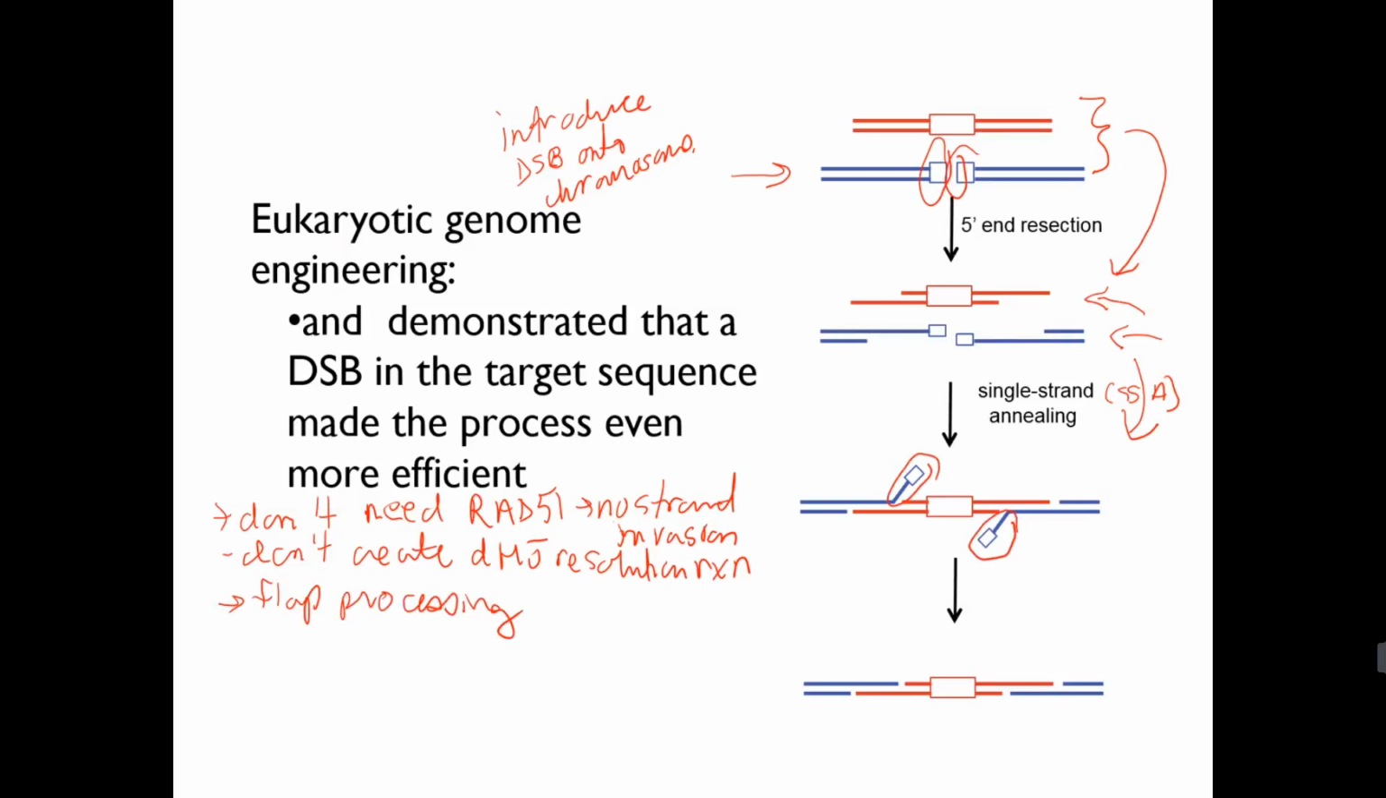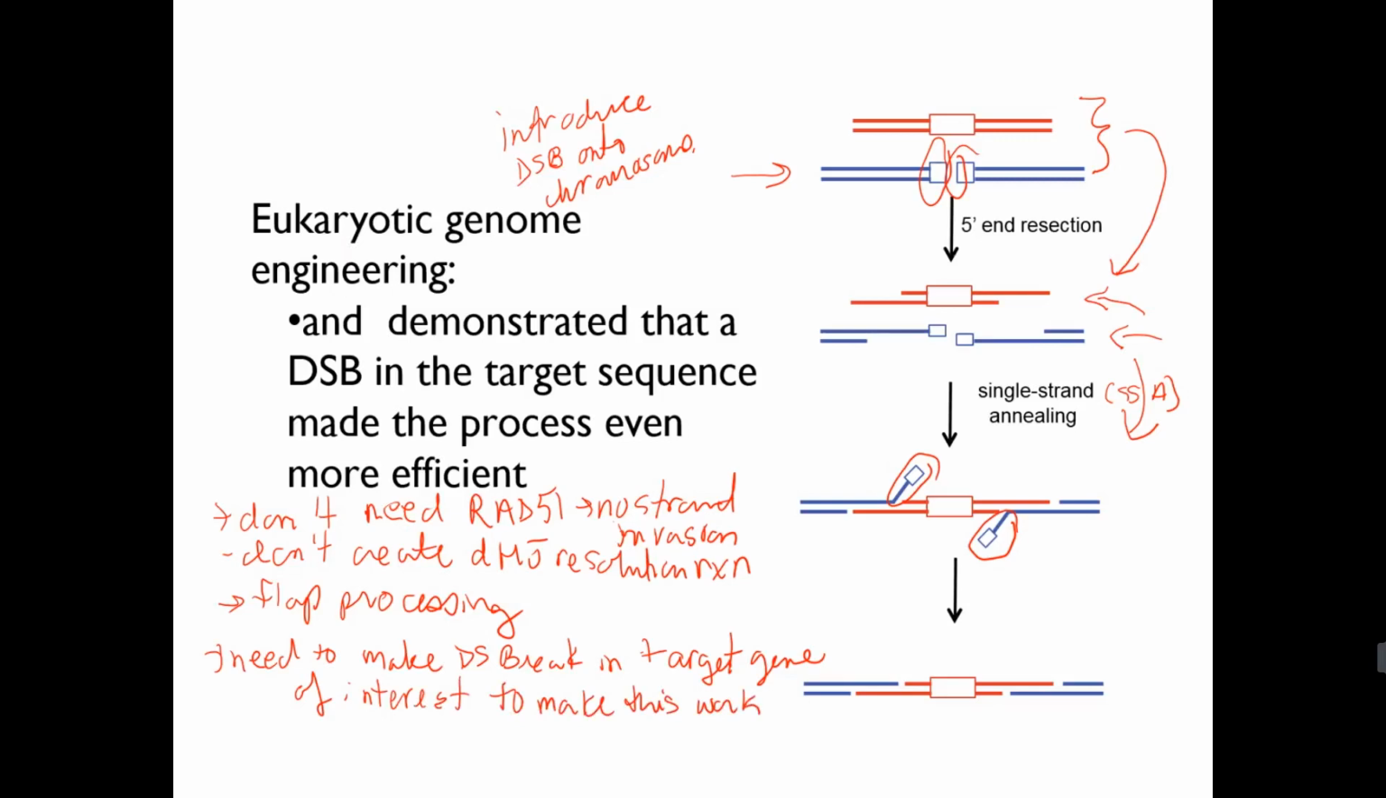And the key to being able to carry out this process is that you have to be able to make a double-stranded break in whatever target you're interested in, such that you can promote this repair reaction efficiently. So you need to make the double-stranded break in the target gene of interest to make this work, and then go down the SSA repair pathway.